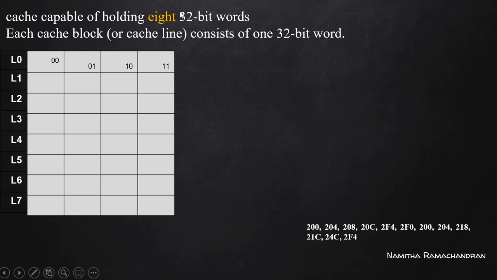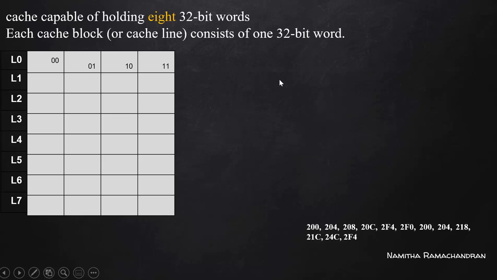And the second point, each cache line can hold one word. One word here is 32 bits in length. 32 bits means 4 different bytes are present in each of the words. The 4 bytes can be represented or addressed like 00, 01, 10, 11.